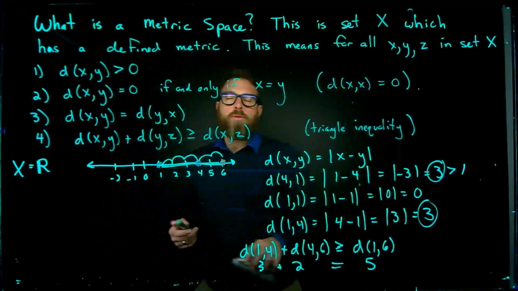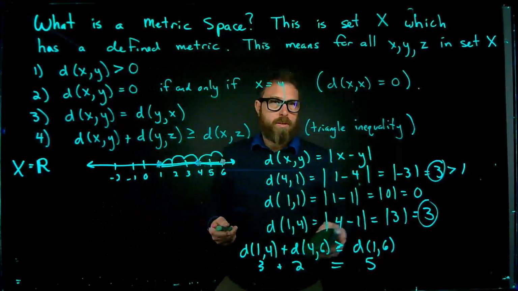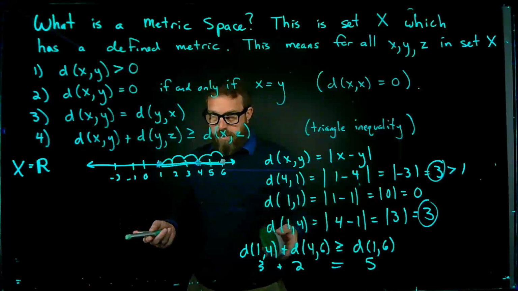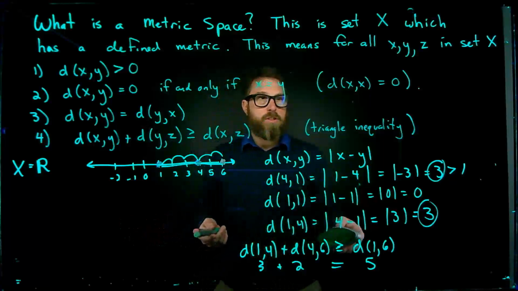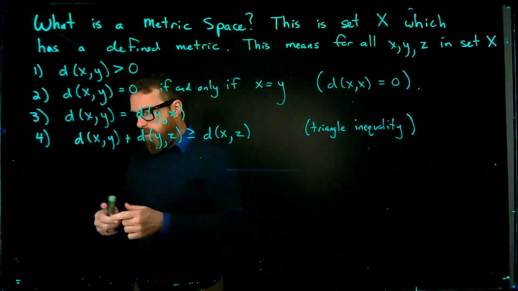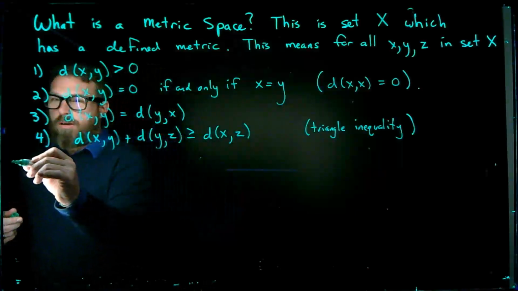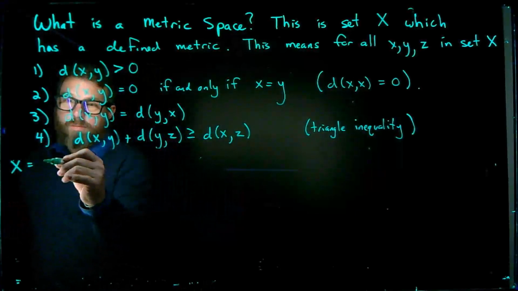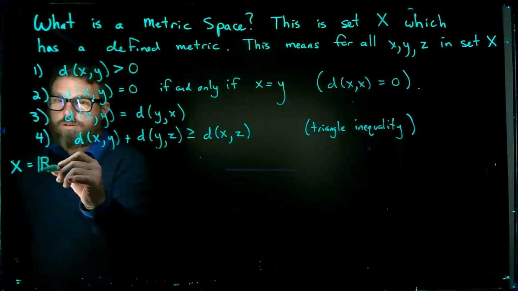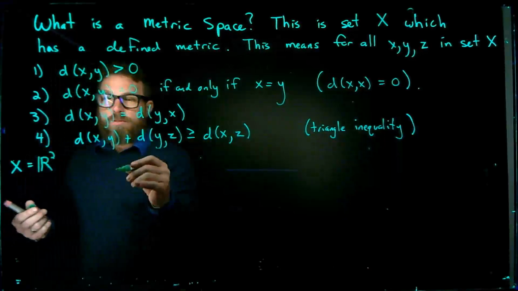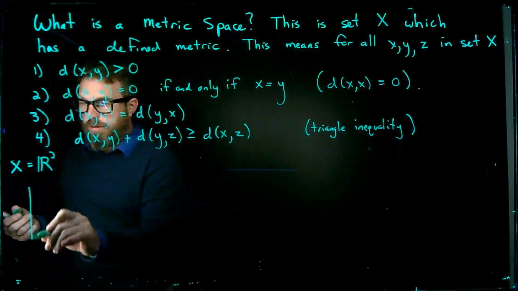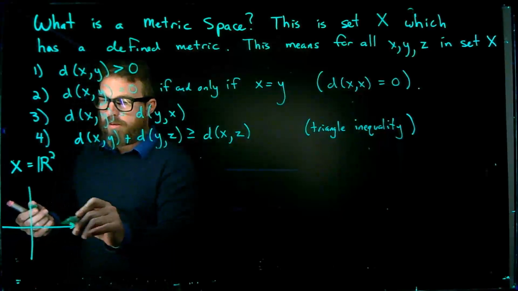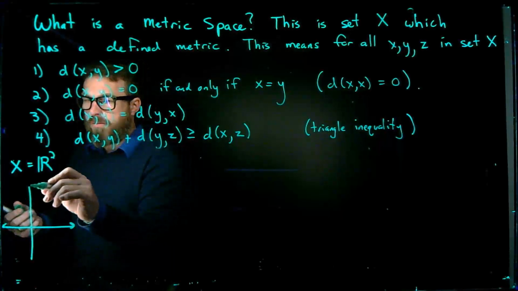So what if I want to move into R2? We'll just continue with the specific as opposed to the general, because this is just an introduction. So let's say our x values are now all going to be ordered pairs, so this is going to be in R2. What I'm talking about, I'll draw it down here, is going to be this side here. So we're talking about ordered pairs.